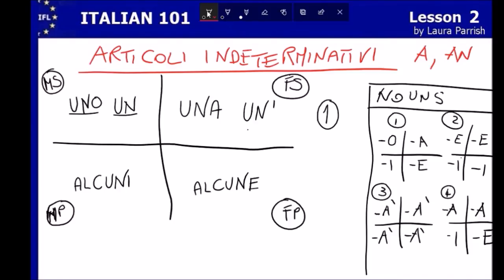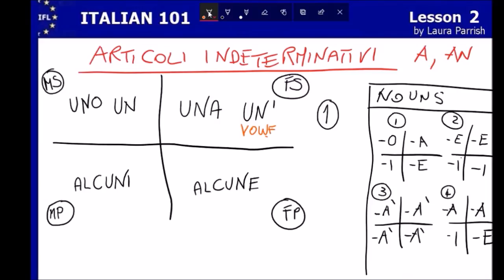Because what is the plural of uno? Of one? What is the plural of one? Two, three? One, by definition, is only singular. That's the reason why it doesn't exist. It doesn't exist in English as well, just in case you didn't know. Okay, so un apostrophe is in front of feminine singular words starting with vowel.